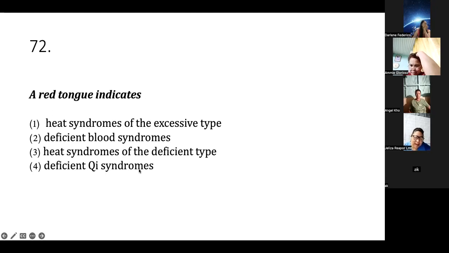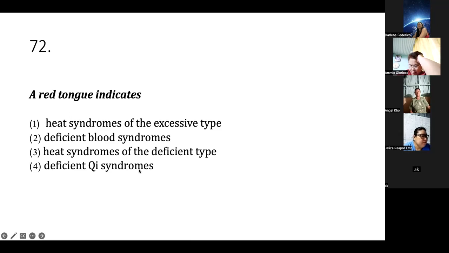Number 72, Doc, a red tongue indicates the deficiency of blood syndrome. And number 73, a deep red tongue indicates interior excess syndrome. Oh, where are we? Let's stay here, Ma'am. Number 72. What is your answer here? Deficient blood syndrome. A red tongue? No. That fails if it's deficient blood. Look carefully at the question. It's a red tongue, Doc.